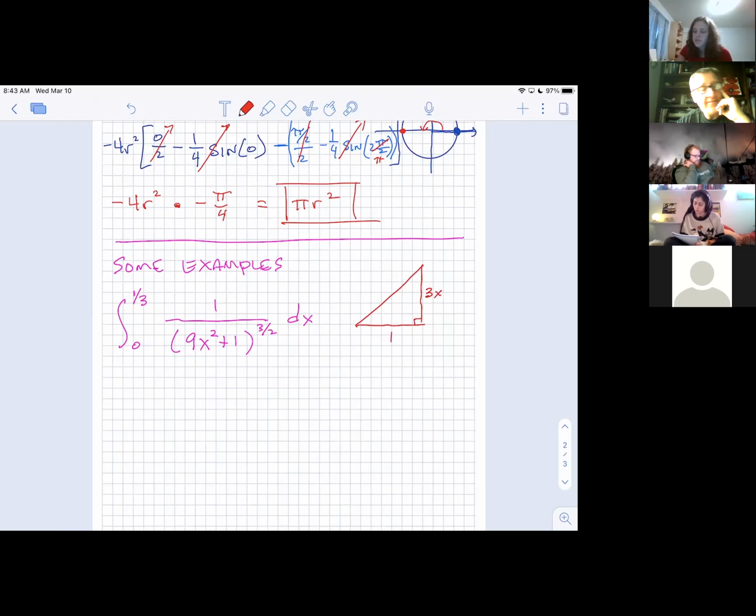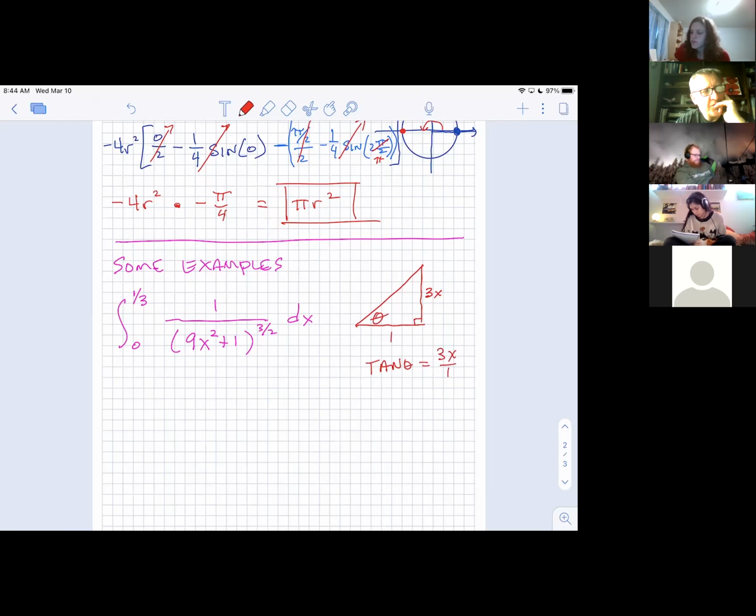Now, I would assume half of you put the 3x where I put it, and the other half of you put it in the other location, and it doesn't actually make any difference. But wherever you put it, you still got to stick an angle in here. I'm going to put it right there. So I now see that tangent of theta equals 3x over 1.